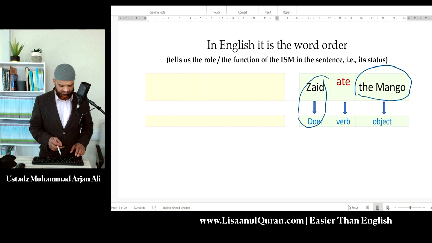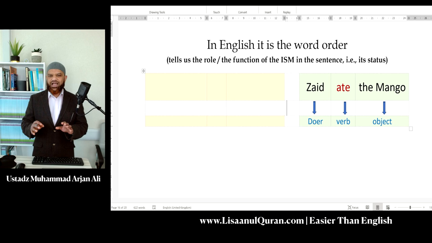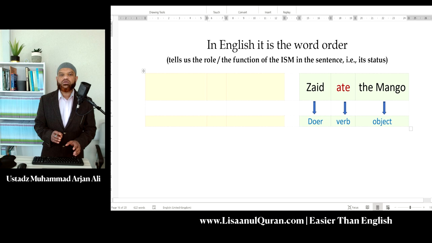So if we have here, for example, Zaid. Zaid is doing the act or has done the act, so he is the doer. And the mango is the object. Of course, the verb is ate. Now, if I wanted to change the word order around in English, I'll keep the verb the same.